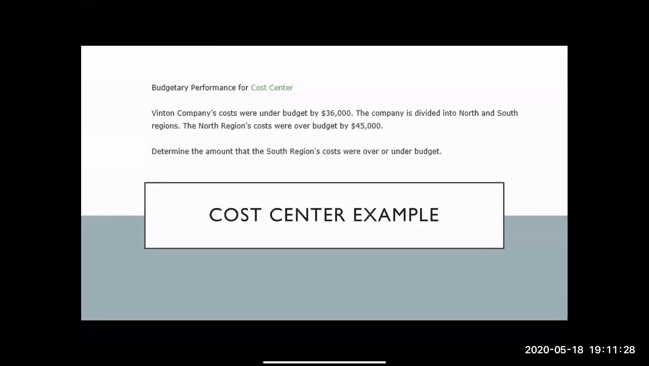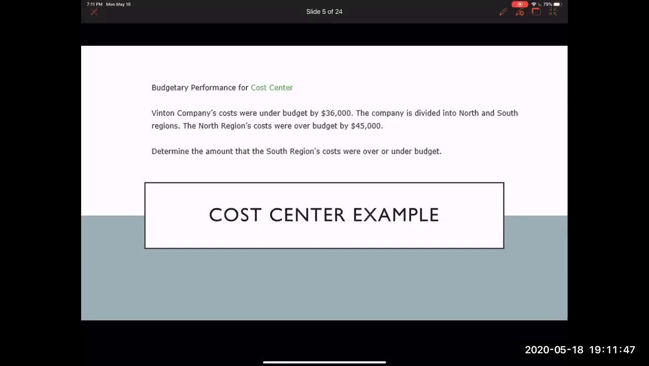All right, guys, so in the last video, we stopped on a cost center example. What I thought we would do is work this problem together, and then we will move on to the next one, which is the profit center. Hopefully you have this up on another screen. I'm going to flip this screen so I can solve this problem on a blank sheet.